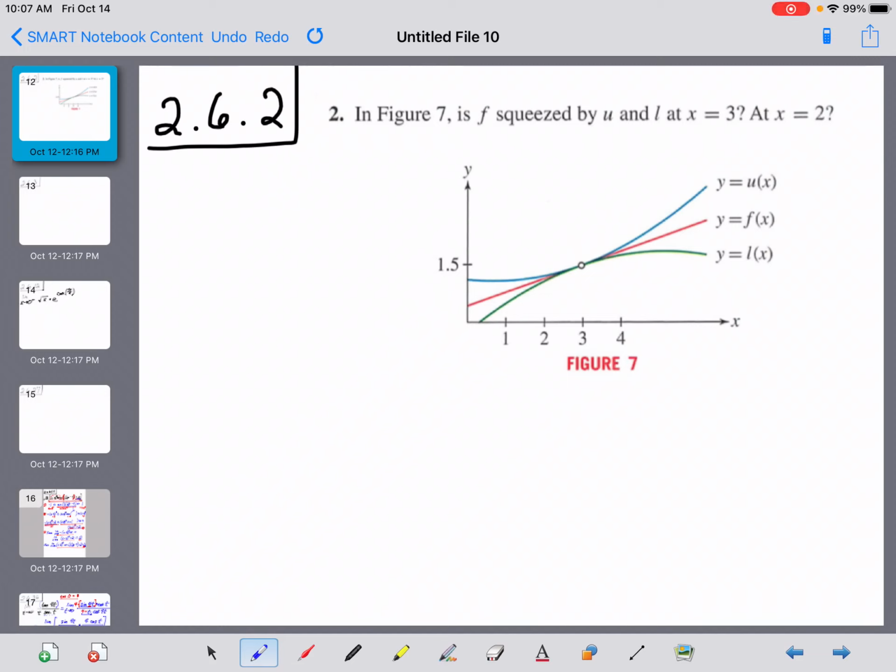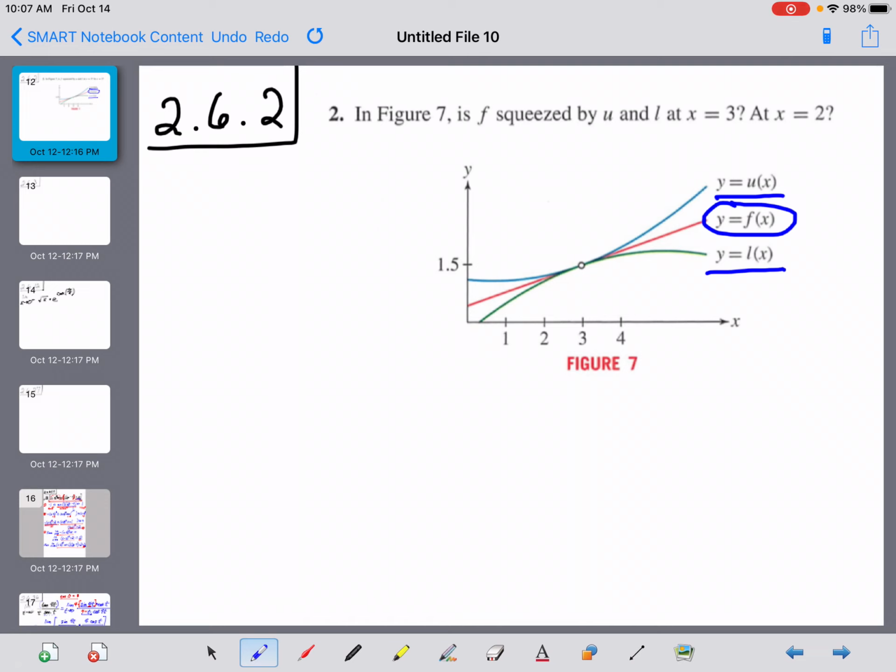Let's take a look at number 2 in section 2.6. So they give you a graph here, and this graph is usually what we expect to see when we're talking about the squeeze theorem. We have an upper limiting function here in blue that they're calling u of x, a lower limiting function here in green that they're calling L of x, and then this middle function in red, y equals f of x, is really the one that we're interested in.